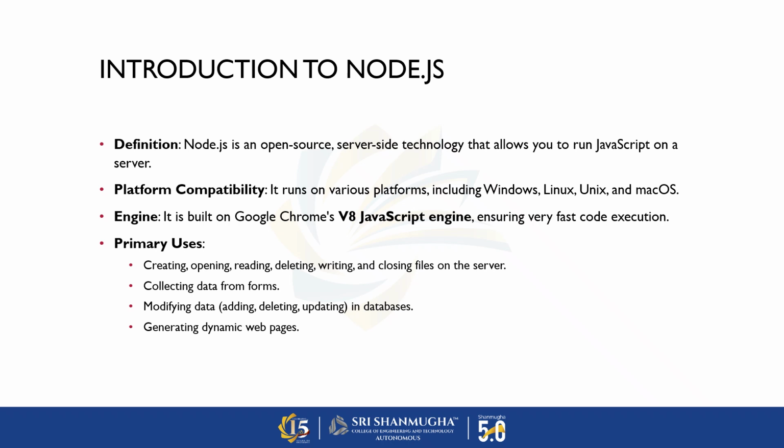It runs on various platforms including Windows, Linux, Unix, and Mac OS. So this makes applications platform independent, and it is built on Google Chrome's V8 JavaScript engine, which ensures very fast code execution. Primary uses are creating, opening, reading, deleting, writing, and closing files, whatever the file handling operations are provided by this Node.js framework. Then it collects data from forms, modifies the data in the database, and generates dynamic web pages.